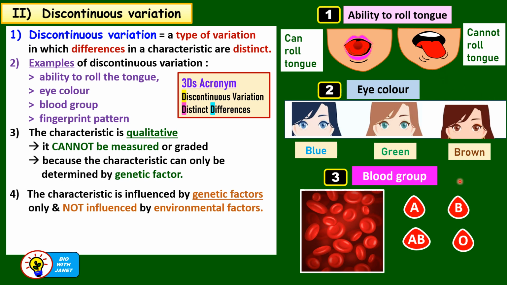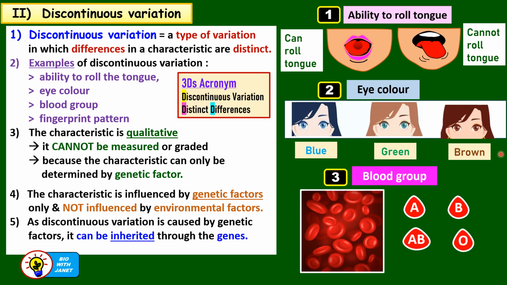Okay, same with blood group. Generally, or basically, the blood group that we are born with will remain so throughout life. Okay, it's fixed, and usually environmental factors cannot change or affect the blood group of a person. So as discontinuous variation is caused by genetic factors, it can be inherited through the genes. Okay, so for example, your blood group is determined by the genes you receive from both your parents. Your father will give you one gene for blood group, and your mother will give you one specific gene for blood group. So these two genes for blood group, we call them alleles. The specific genes for the blood group are called alleles.